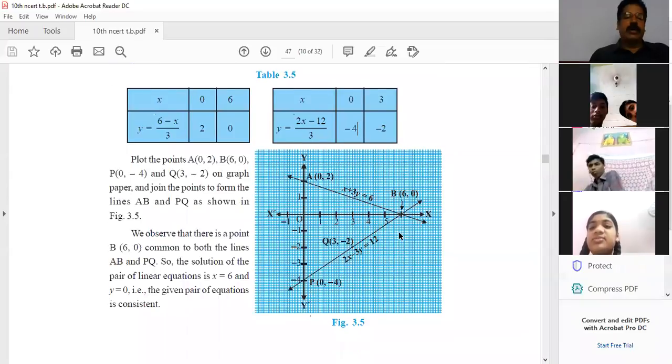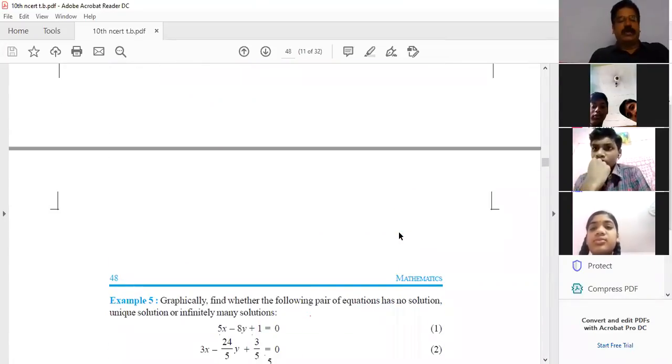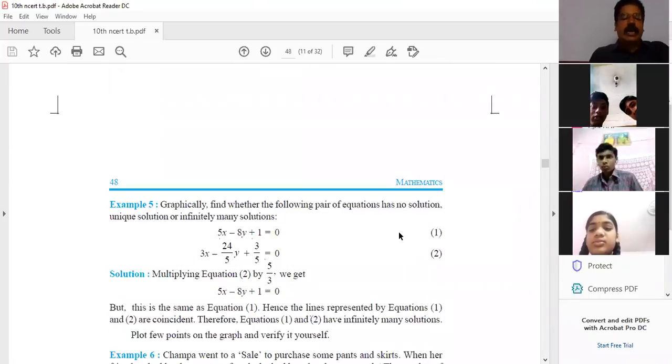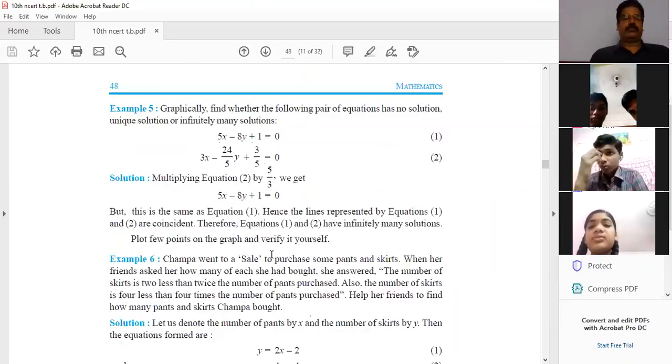You have verified one example. Now we can go through another example. Example 5: check graphically. Here the first equation is 5x minus 8y plus 1 equal to 0. A1 equal to 5, B1 equal to minus 8, C1 equal to 1.